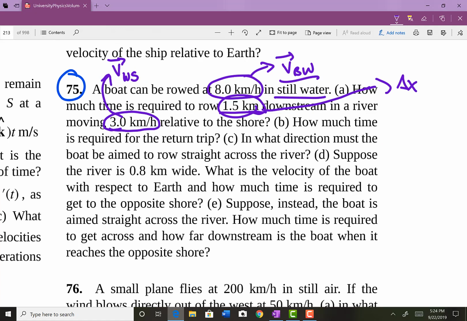Next one. It says, suppose the river is 0.8 kilometers wide. What is the velocity of the boat with respect to the Earth, and how much time is required to get to the opposite shore?